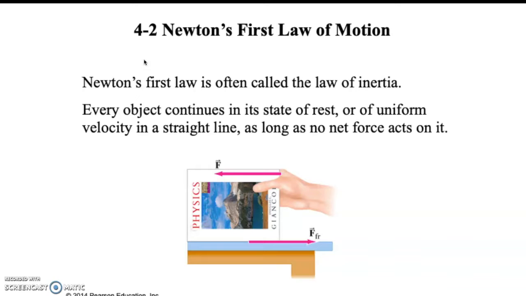And every object continues in its state. It could be rest or constant velocity in a straight line as long as no net force acts on it. So you'll either stay doing what you're doing, at rest or at constant velocity, unless a net force acts upon it. All right. In this example here, the book is being pushed along the table, but friction is pushing back. So these two forces are balanced, which means we're going to move at a constant velocity. Okay, so balanced forces is another term that we're going to have to think about.